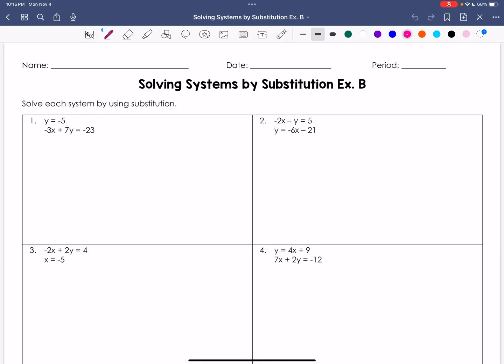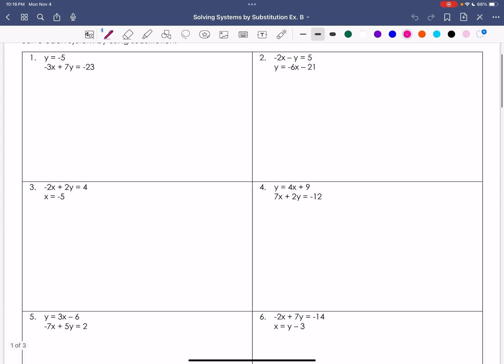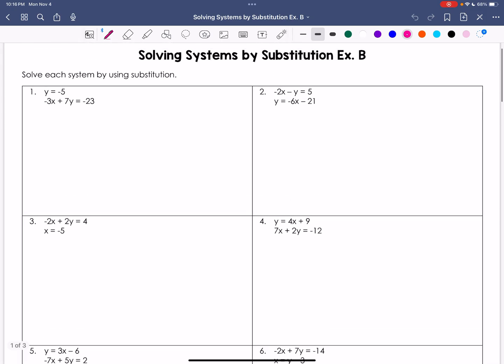In this video, we'll be looking at solving systems by substitution exercise B. I will be working out two problems off of this assignment as a refresher for you from yesterday's lesson. Now, my intentions are for you to complete solving systems by graphing, which we did on Thursday, and then solving systems by substitution exercise A, which we looked at yesterday.